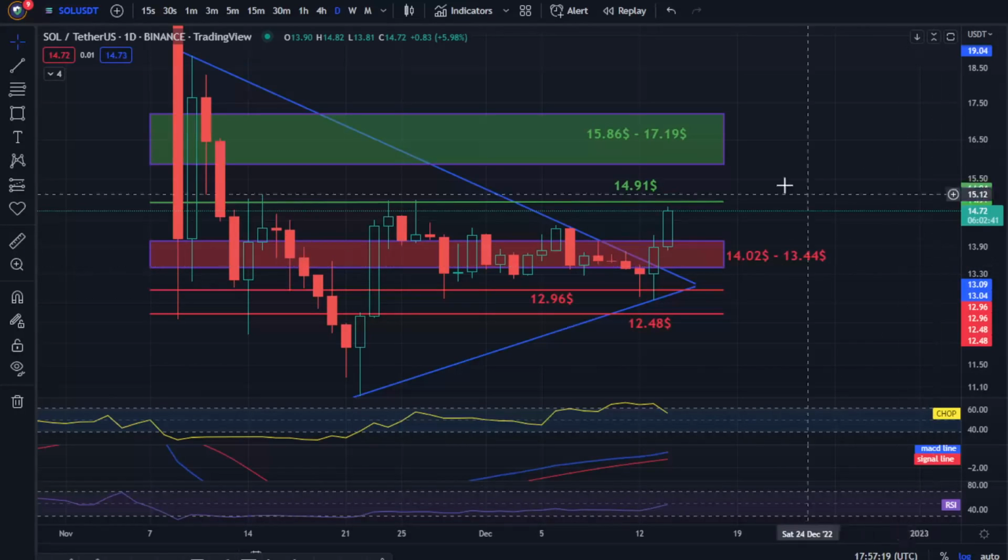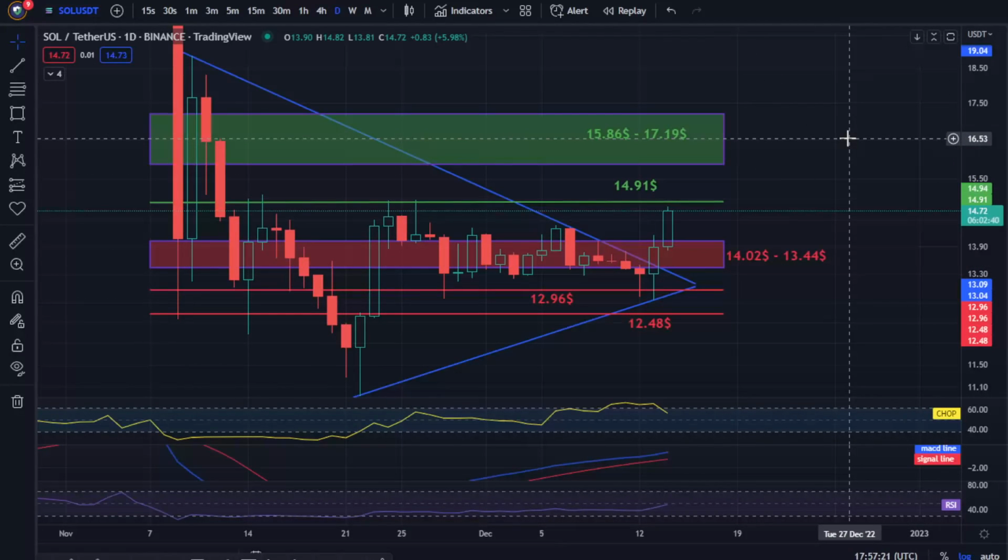It is worth noting that on the one-day timeframe we still have a lot of energy for the next move, and on the RSI we have a lot of room for further price increase. However, it should be remembered that when BTC starts to fall, it can pull SOL down.